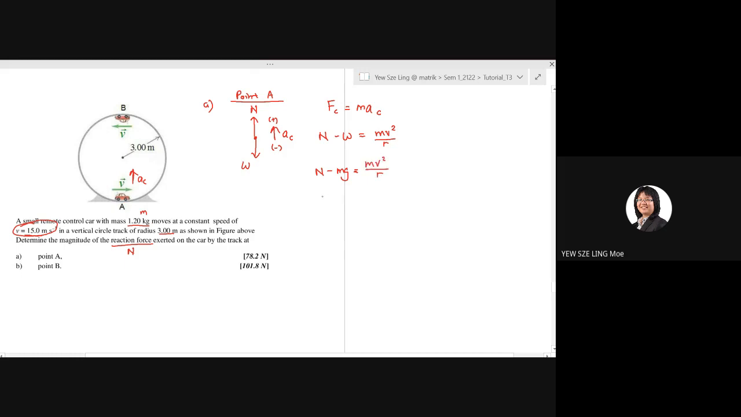So plug in the values: N minus 1.2 times 9.81 equals 1.2 times, the v given is 15, 15 squared divided by 3 meters. So N is equal to, I think, 101.8 Newton. Okay, the answer given is wrong. So it is equal to 101.8 Newton when your object is located at position A.